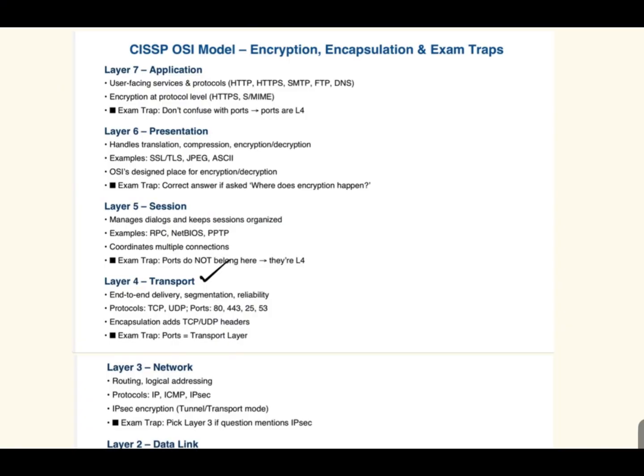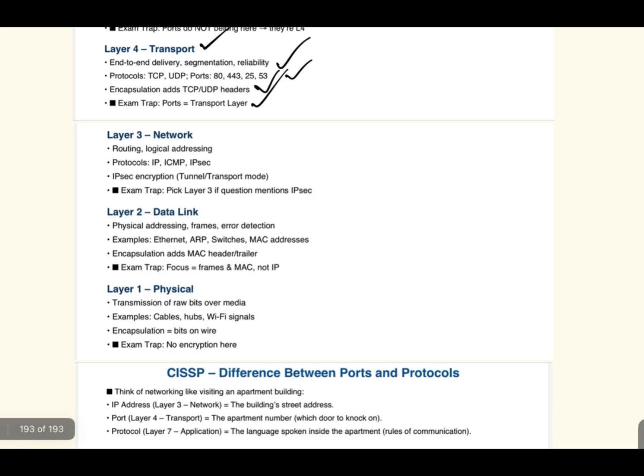So layer 4, end-to-end delivery, segmentation, reliability. So TCP, UDP, ports, right? And encapsulation adds TCP and UDP headers. So it is the transport layer. Layer 3, logical addressing, routing protocols, IP, ICMP, IPsec, right? IPsec encryption, tunnel and transport mode. So pick layer 3 if the question mentions IPsec.